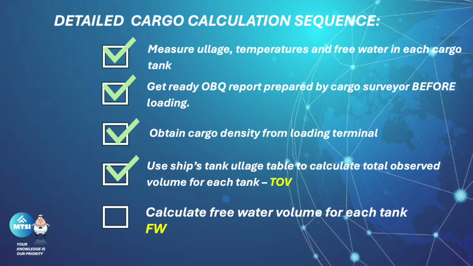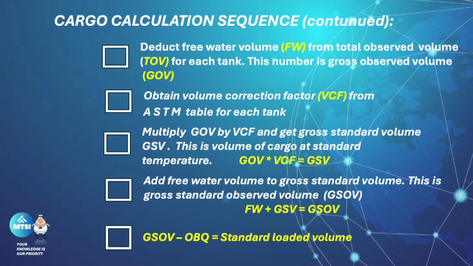Calculate free water volume for each tank. Deduct free water volume from total observed volume for each tank. This number is gross observed volume. Obtain the volume correction factor (VCF) from an ASTM table for each tank. Multiply gross observed volume by the volume correction factor and get gross standard volume. This is the volume of cargo at standard temperature.